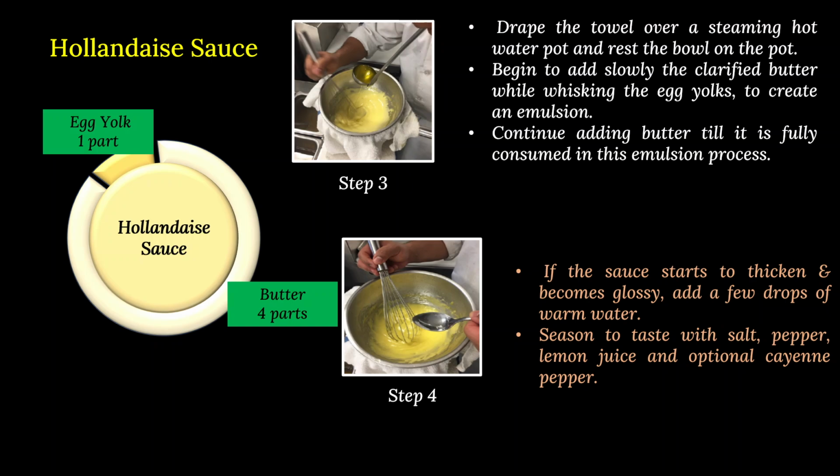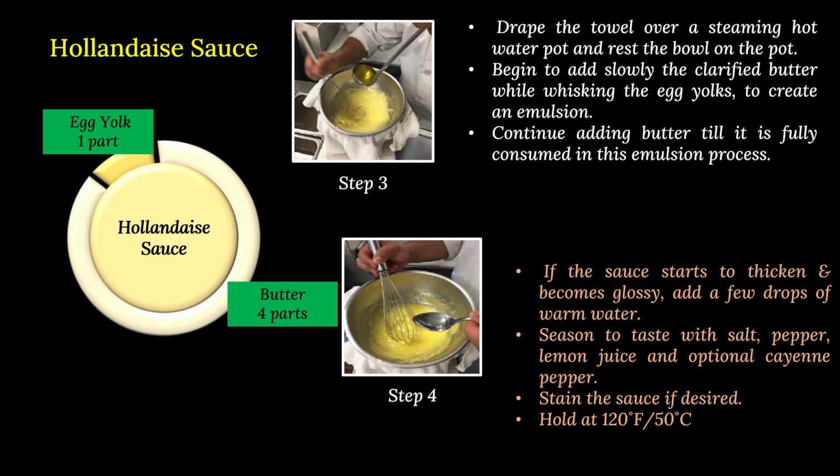Once the total butter is consumed, then season the mixture with salt, pepper, lemon juice and optionally cayenne pepper. You adjust all the seasonings, taste it also. And then if required, if you desire, strain the sauce. Your Hollandaise sauce is ready.